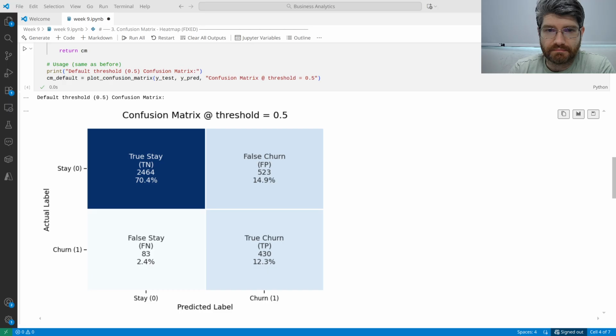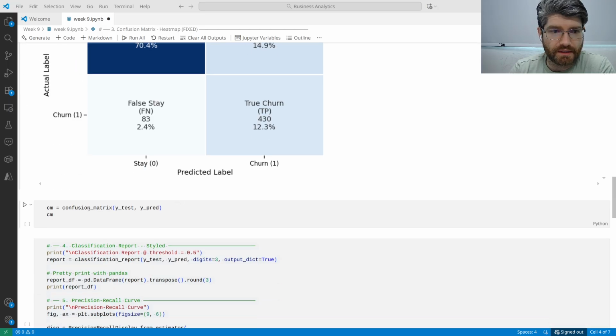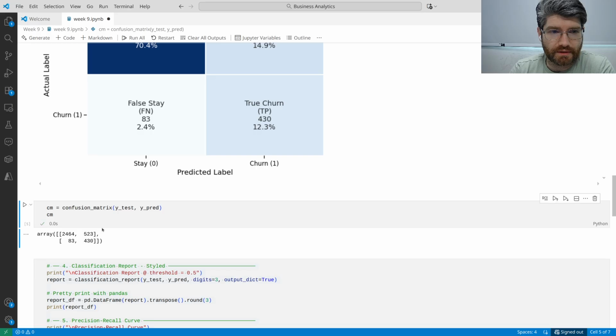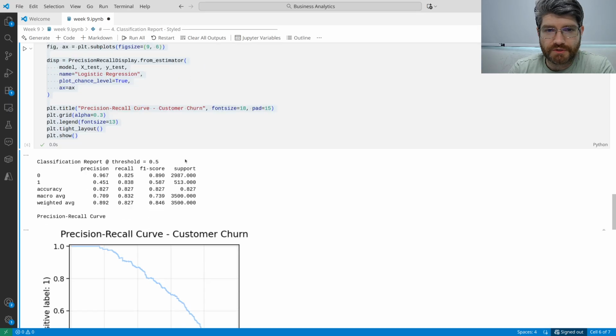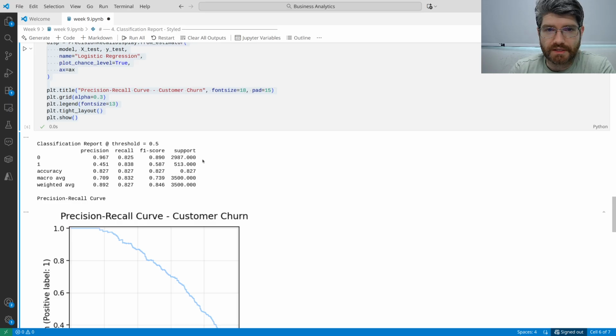And let's look at the confusion matrix. So this is our confusion matrix, which is beautifully placed. Let's proceed further with the classification report.